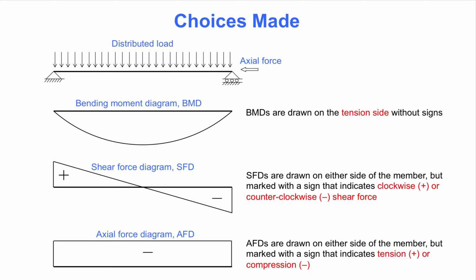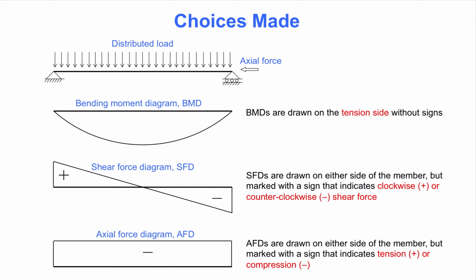Next, shear force diagrams are drawn on either side of the member, but marked with a sign that indicates whether the shear force is clockwise, which is positive, or counterclockwise, which is negative. Finally, axial force diagrams are drawn on either side of the member, but marked with a plus sign where the axial force is tension and a minus sign where the axial force is in compression.